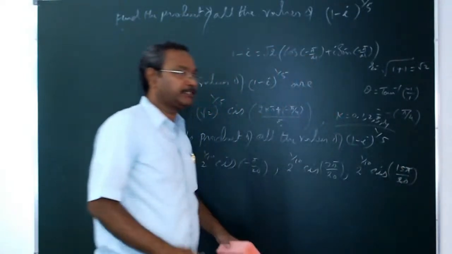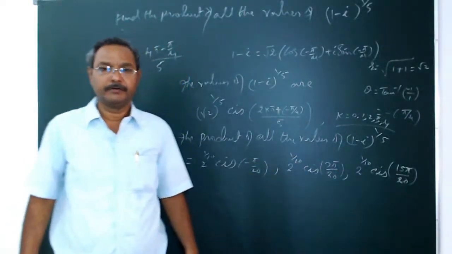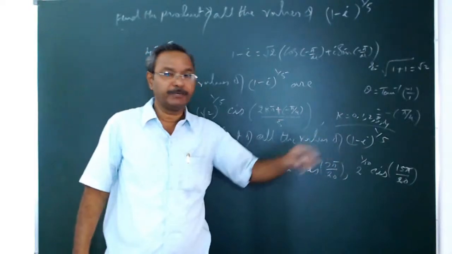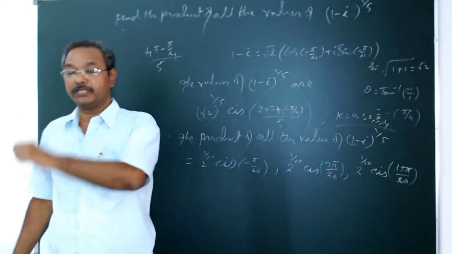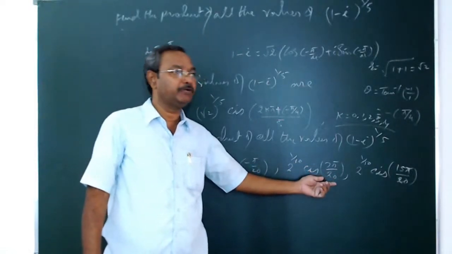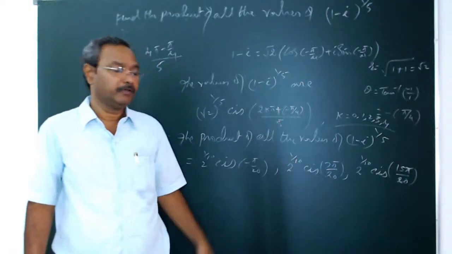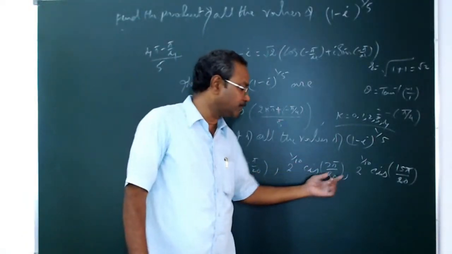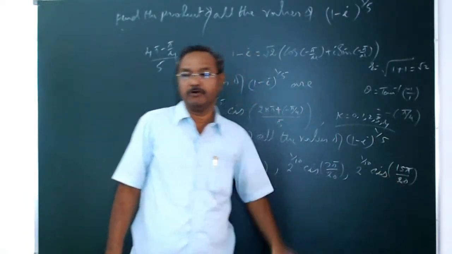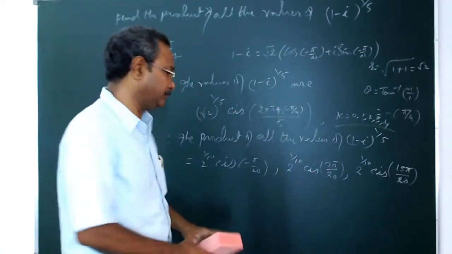And I have already mentioned that for the nth roots of a complex number, the amplitudes will be in arithmetic progression. Minus pi by 20 plus 7 pi by 20. What is the difference between these two? 8 pi by 20. If you add 8 pi by 20 to this, you will get the next amplitude. For the next amplitude, you have to add again 8 pi by 20, etc.